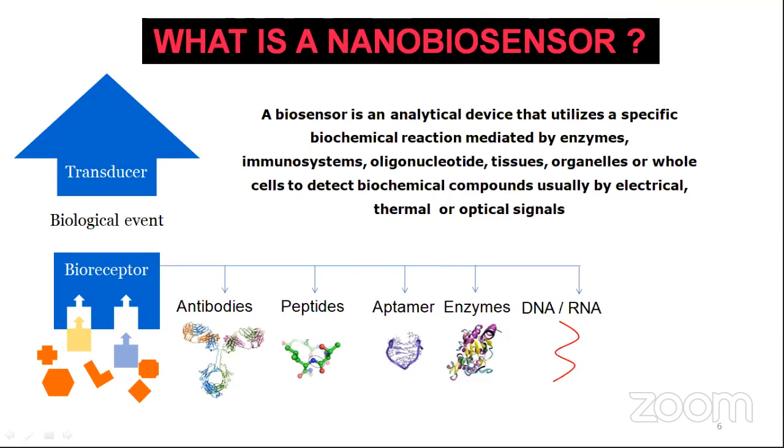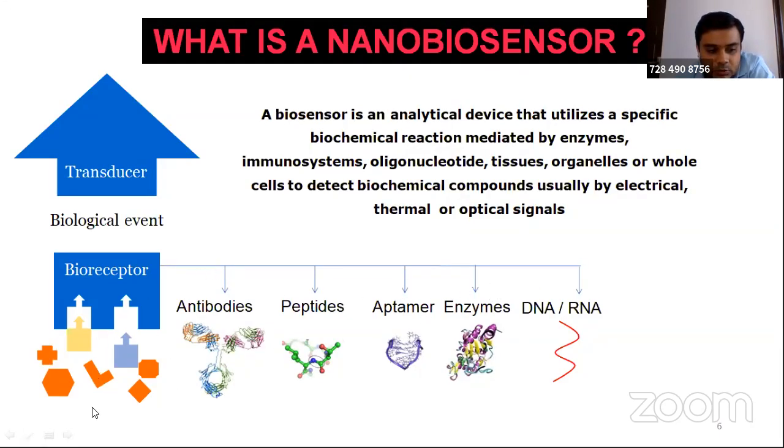So it incorporates an immunosystem like antigen-antibody, a DNA system which will hybridize, because adenine cannot interact with guanine or cytosine. If you have a stretch of ATGC, then it will interact with the complementary strand also, or a tissue, organelle, or any kind of receptor system. And then when they have a complexation, the signal is generated, and the signal could be electrical, thermal, or optical, or any other kind of signal also. So in this particular diagram, I have clearly mentioned the bioreceptor: antibodies, peptides, aptamer, enzyme, or DNA, anything you can use.